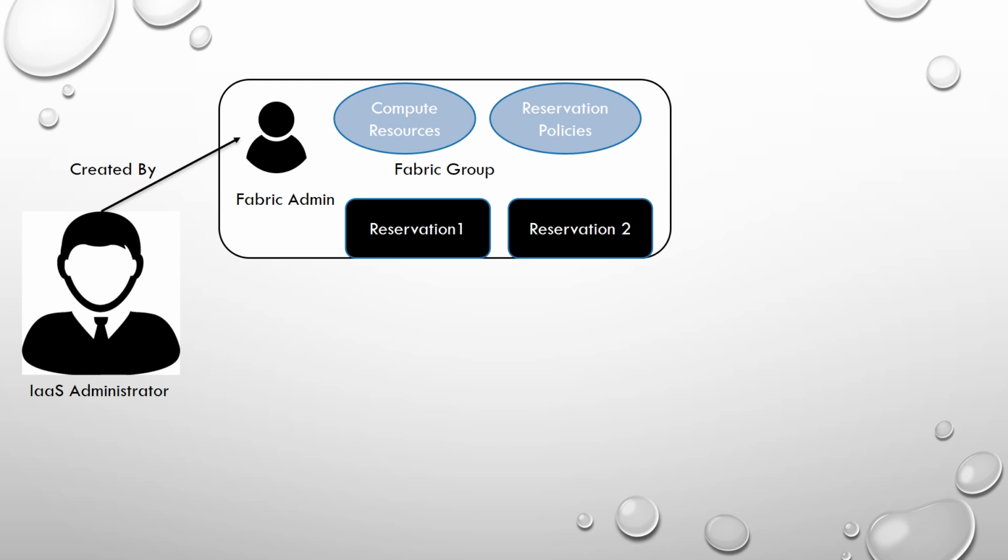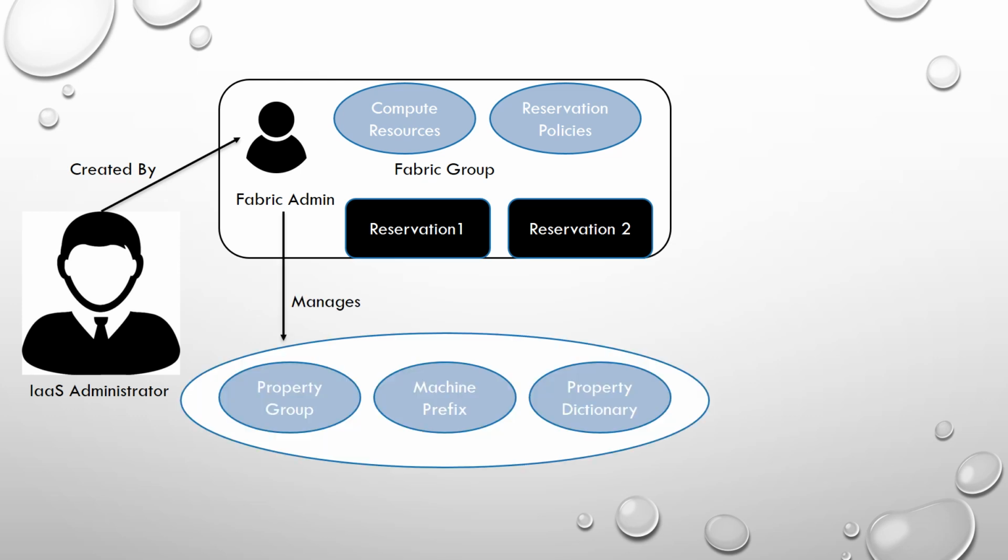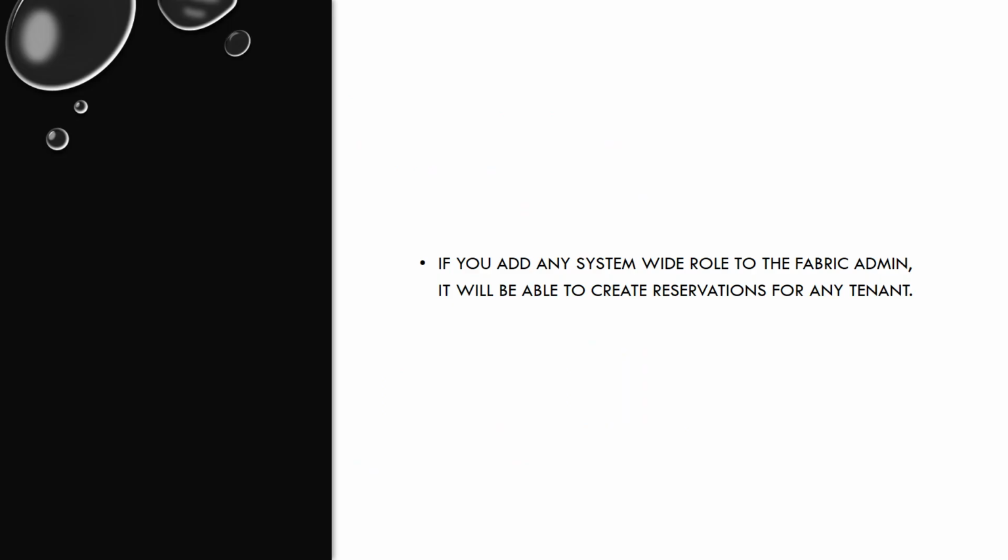And it creates and manages the reservations and policies associated with those resources within the scope of their tenant. They also manage property groups, machine prefixes, and the property dictionary that are used across all tenants and business groups. If you add a system-wide role to the fabric administrator, like the system admin or the IaaS admin, it will be able to create reservations for any of the tenants and not only for its own.